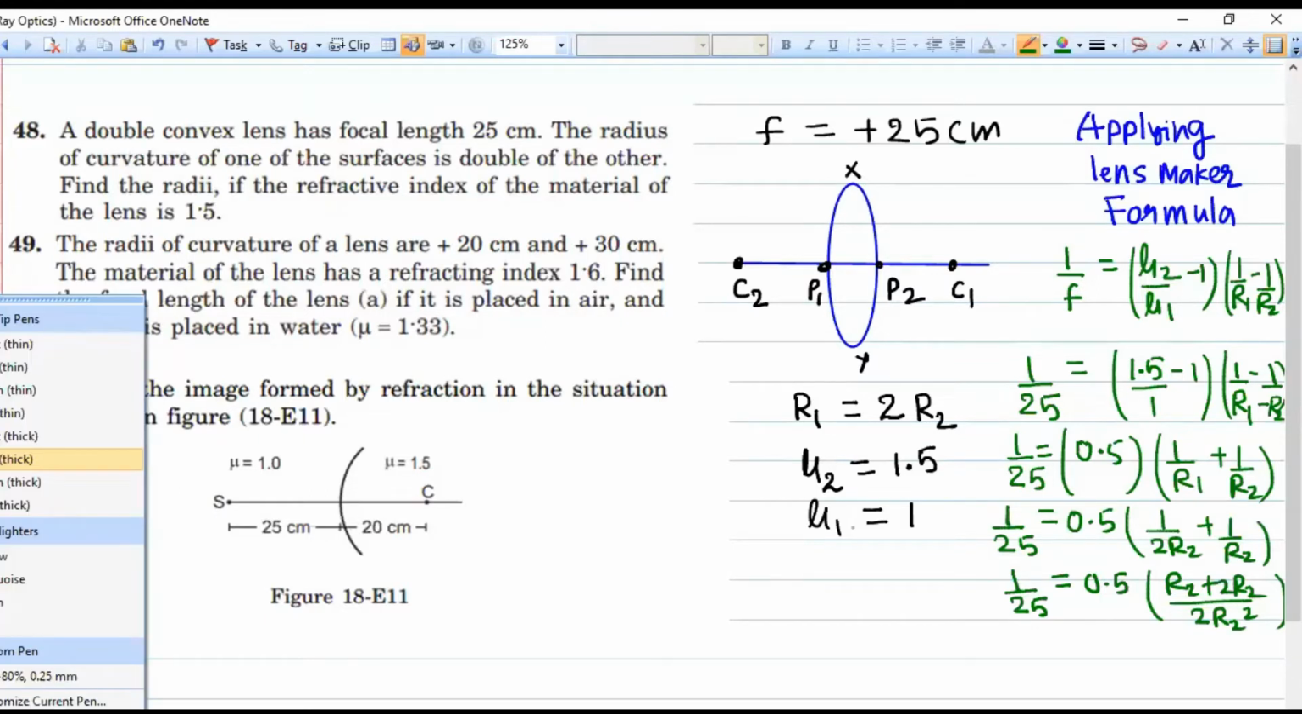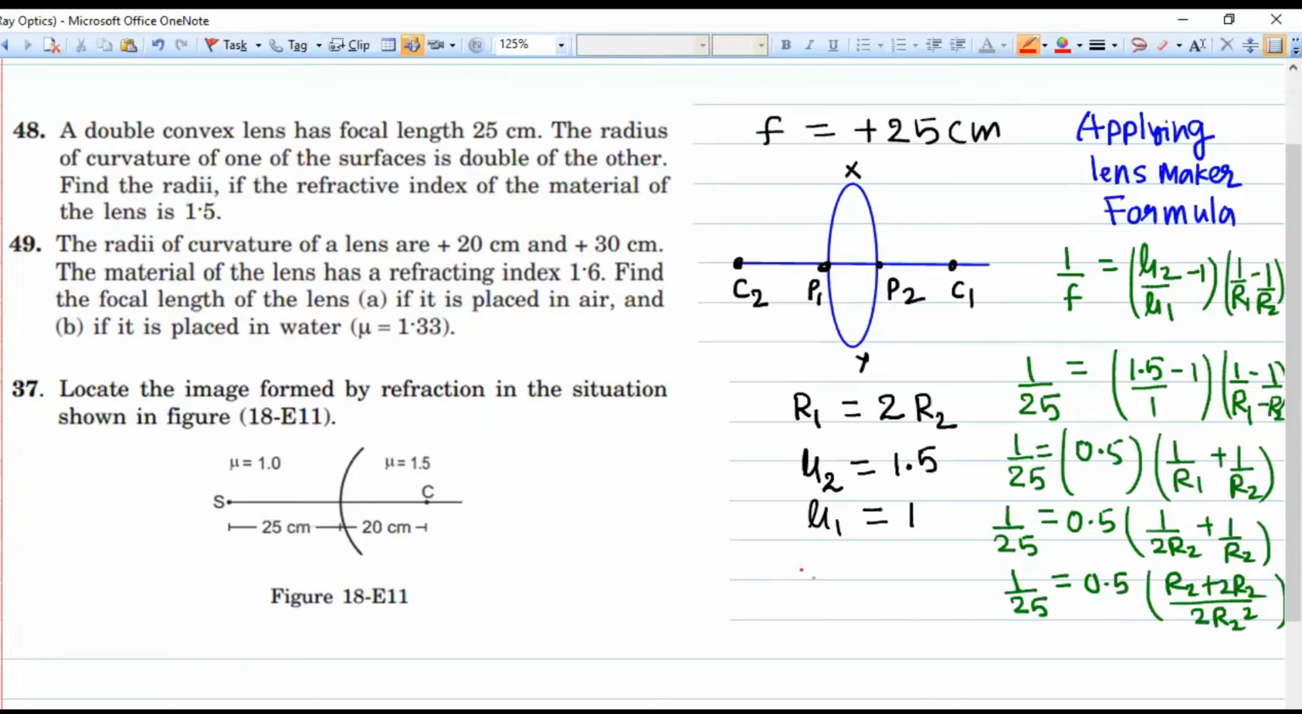But please see the sign convention. The signs of R1 and R2 we need to use according to the sign convention. So here you can calculate R1 and R2. Very simple. Now we are moving to the next problem. Is it clear? A very simple problem. We have just applied the lens maker formula. Is it clear? Nobody is telling me anything.